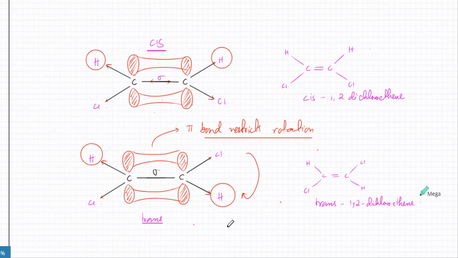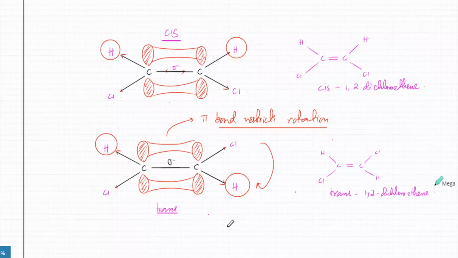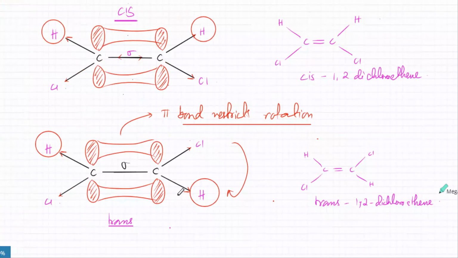Sir, the restriction is for trans and cis for both? Because once the double bond is formed, this molecule cannot become this molecule. Do you get the point? I can't turn this molecule once the pi bond is formed, right?